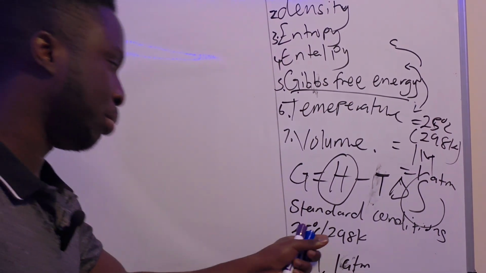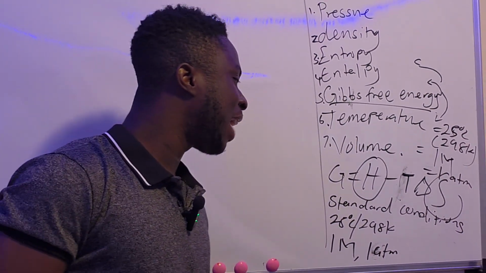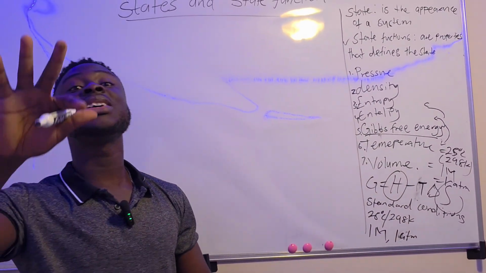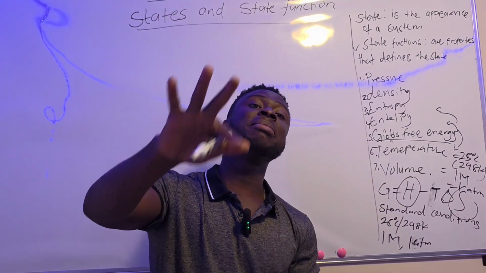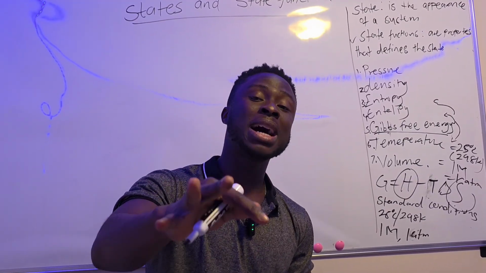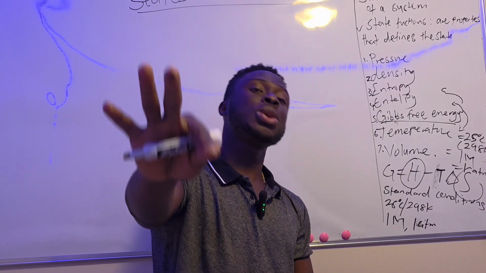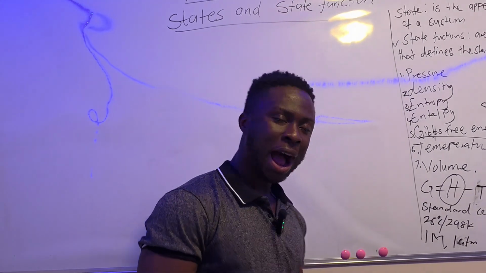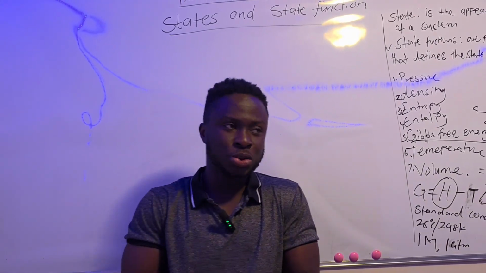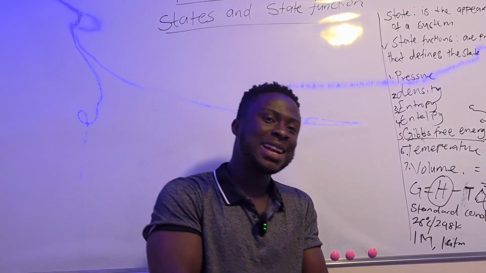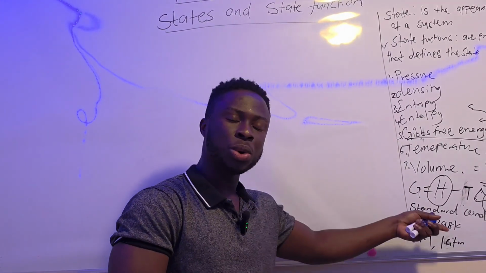So once that is put together, under these standard conditions, there are 3 states that the system can be in, which are the 3 states of matter that we know: the solid, the liquid, and the gaseous state. So for us to determine the actual state of a matter, it has to be in standard conditions.